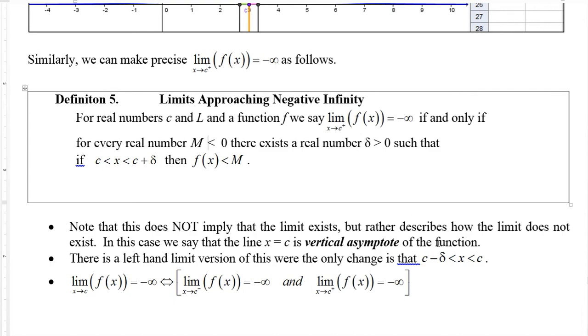To make it the left-sided limit, we only change this part right here to this part right here: c minus delta is less than x is less than c. And for the full limit, then both the left and right limits both go to negative infinity. Or you could say it this way, c minus delta is less than x is less than c plus delta, but x is not c. And then that would take the whole thing directly to here.